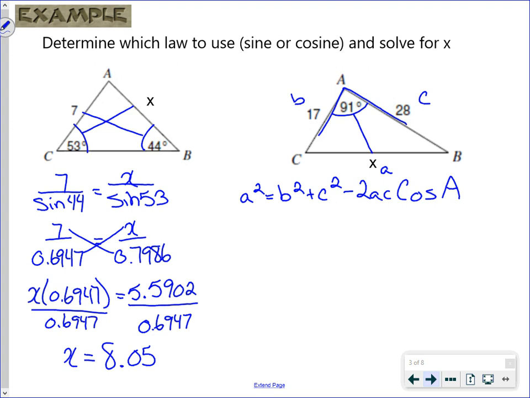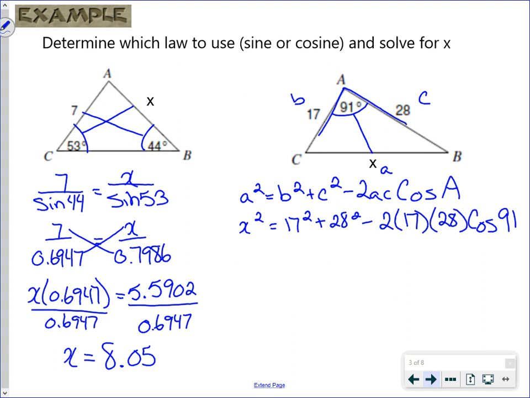So now we want to substitute in what we know. A is our x value, so I'm going to change that to x squared. Side B is 17, so we'll square that. Side C is 28. We'll also square that. And then we'll subtract 2 times B, which is 17, times C, which is 28, times cosine of angle A, which is 91 degrees.